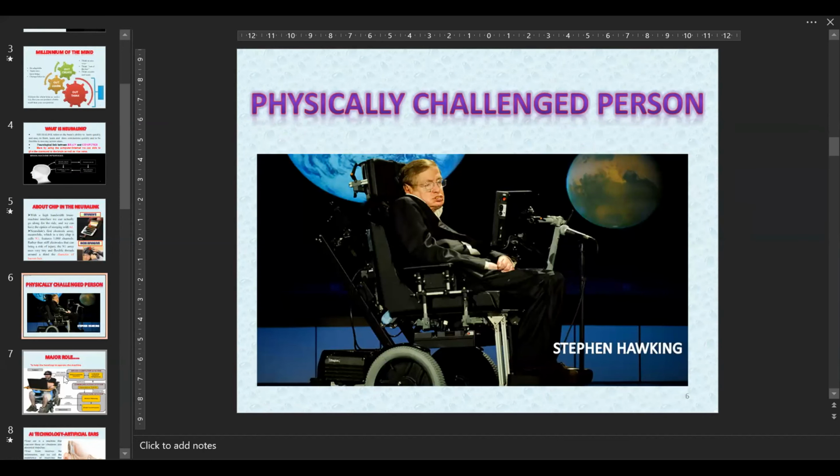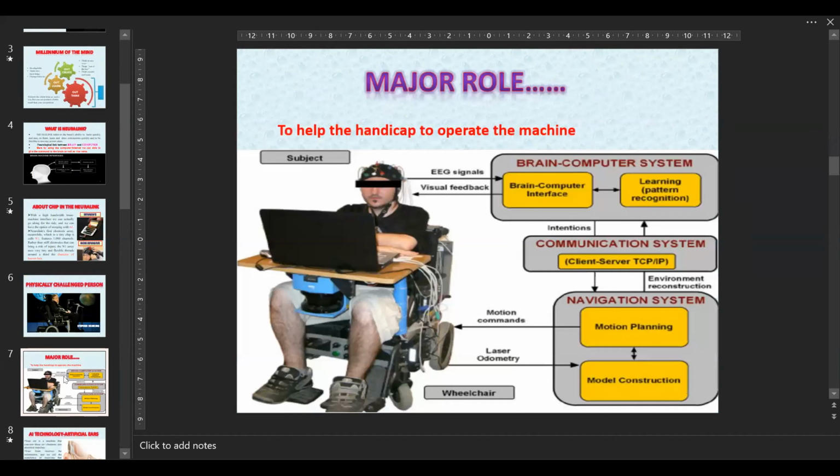The chips, invasive or non-invasive, are placed on the brain of a person who is physically challenged. The person who is trying to communicate with the environment sends information from the brain, and from that they will get a response.